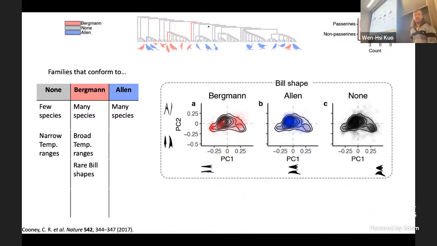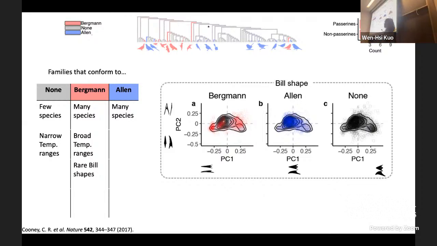And we found here that families that conformed to Bachmann's rules tended to have rarer, that is more specialized, uncommon bill shapes. And you can see here when we plot bill shape across all species for which we have data, about 4,000, we can see a strong segregation of the different species. So species that belong to families that conform to Bachmann's rule, shown in red here, occupy the periphery of morphospace, right? They are not clustered around the center. They're out on the sides. They have weird bills, uncommon ones, right?